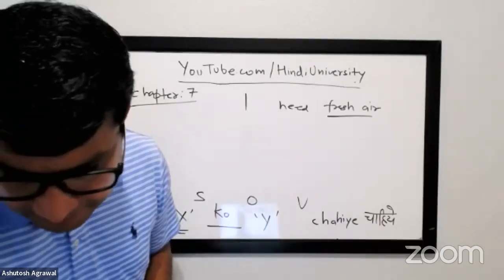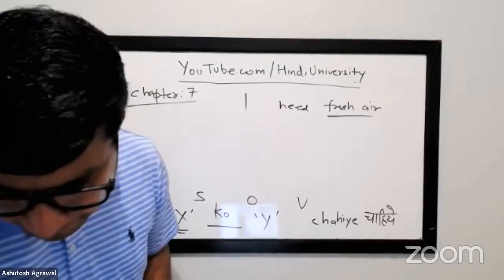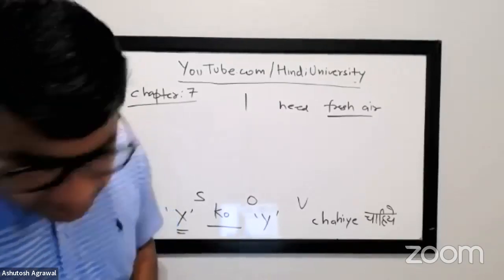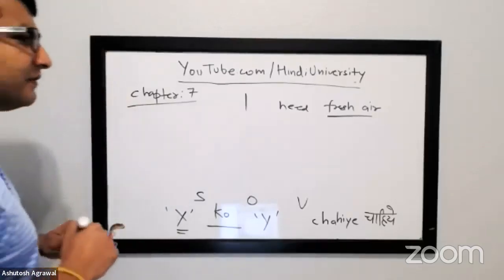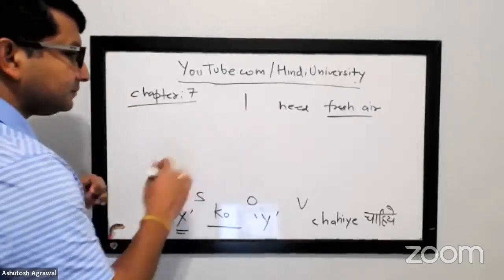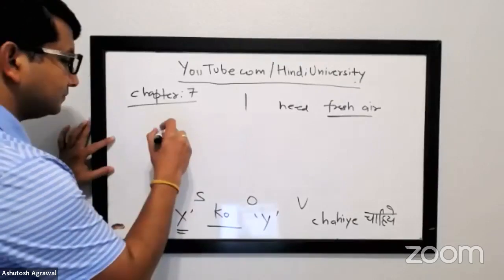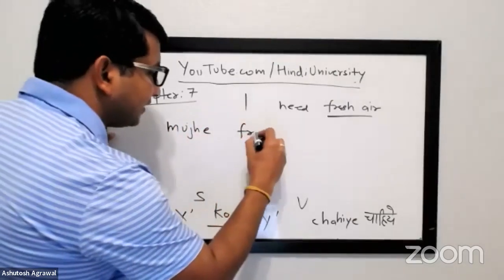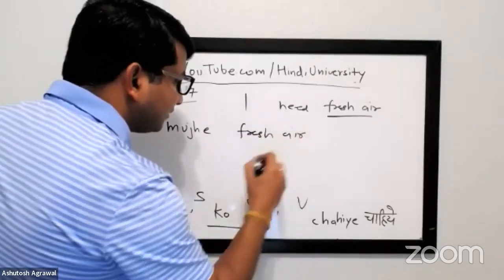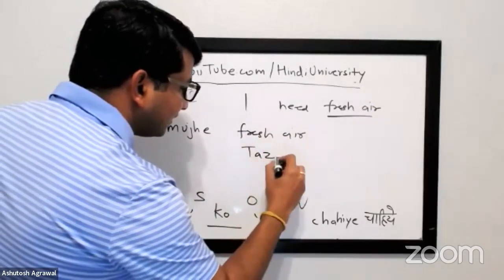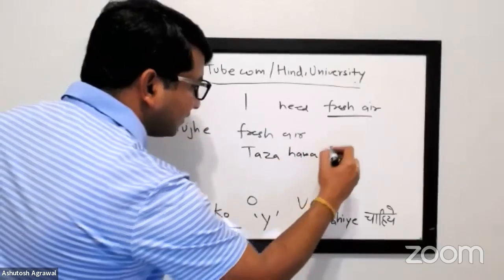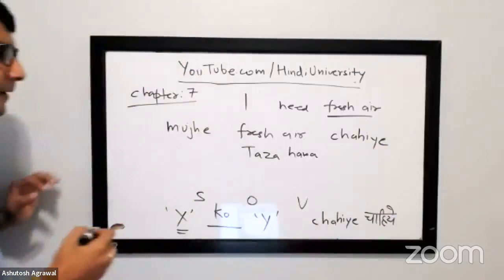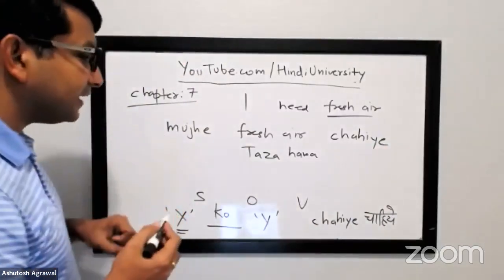Okay, good, awesome. I think most of you did it. Okay, let's see. Meetaji, you want to unmute yourself and tell us how you will write it down? मुझे ताज़ा हवा चाहिए. Okay, you said मुझे ताज़ा हवा. Very good. I can write it down. मुझे ताज़ा हवा चाहिए. Okay. Or I need fresh air. Or मुझे fresh air चाहिए.